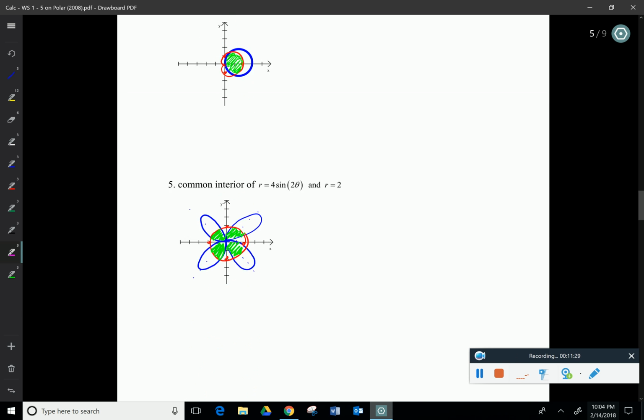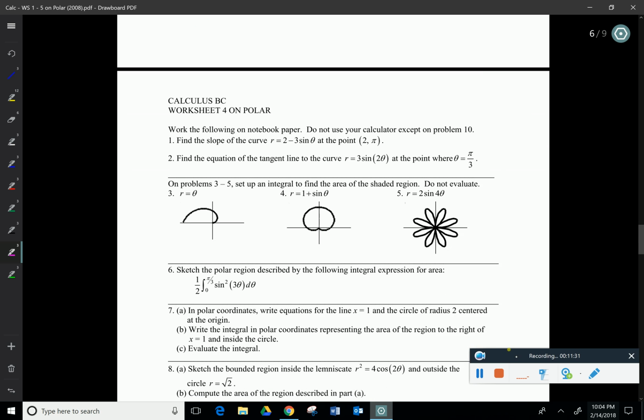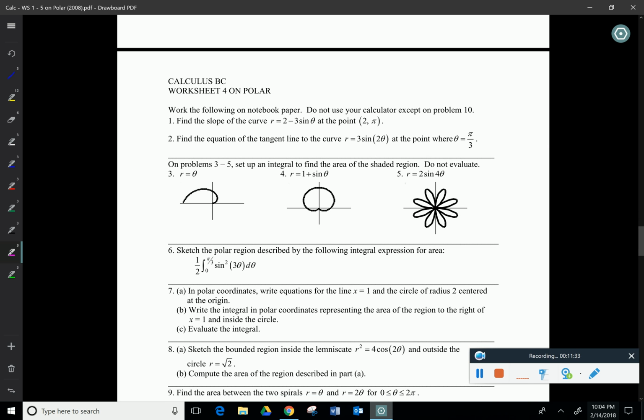But then I'd also, on worksheet number 4, if you will work on just number 1 through 6. And make sure you notice on this middle section where you're finding the area, it says to set up the integral, but do not evaluate. So just set up the integral that you would use. Okay? So hope this helps.